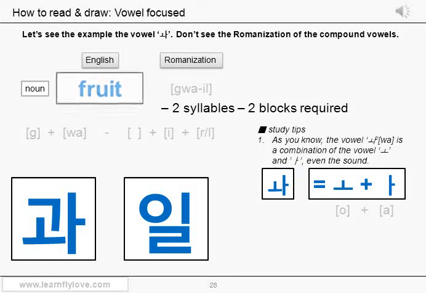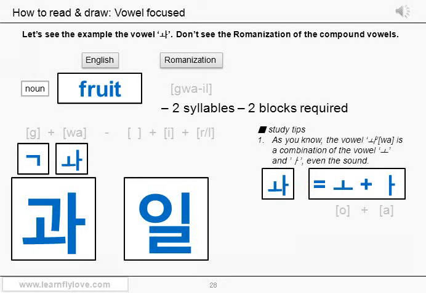The next word is fruit. Check out the romanization and let's hear the sound first. Quail. There's no alternative romanization. Then let's check out the Korean spelling. The initial consonant is G, like G in English. It seems we use this consonant a lot. And the vowel is compound vowel, wa. It's O plus A. Wa. You get the sound? So it's G plus wa.